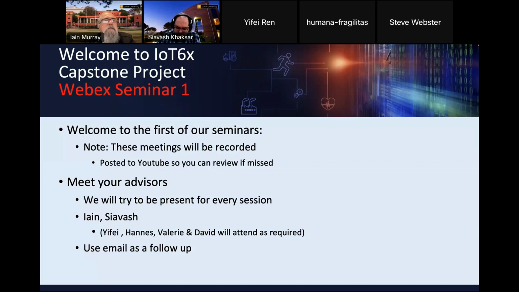So to get started, we'll introduce ourselves. You've seen pictures of us before, I think, but we'll try and get along to all of these sessions. Some of the others will be along as and when needed due to their other teaching commitments. But with us at the moment, we have me, Ian Murray. I'm currently the Deputy Head of School for Electrical Engineering, Computing and Mathematical Sciences, which includes physics. And of course, my expertise is in IoT.